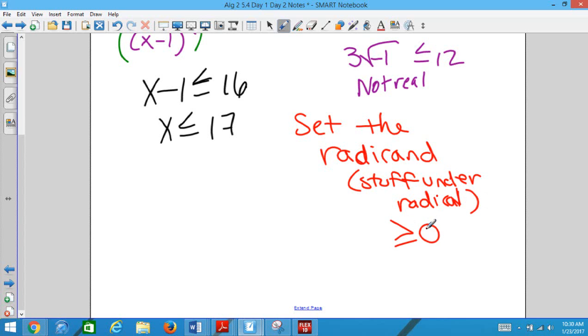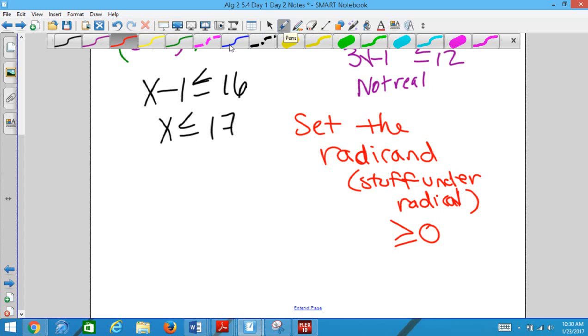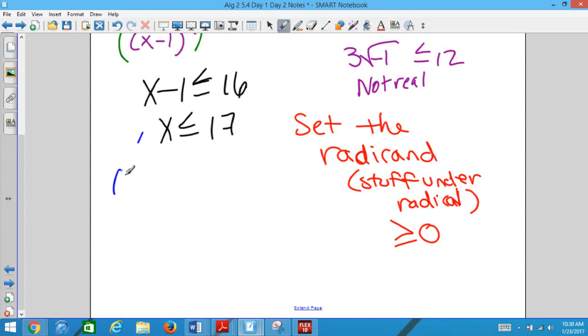So there's a second part to this question. What is the stuff under the radical? x minus 1. We do x minus 1 greater than or equal to 0, and we can solve this also. x is greater than or equal to 1. It means I'm only allowed to use numbers that are less than or equal to 17, but they also have to be greater than or equal to 1. I'm going to show you that visually, and then I'm going to write the answer.